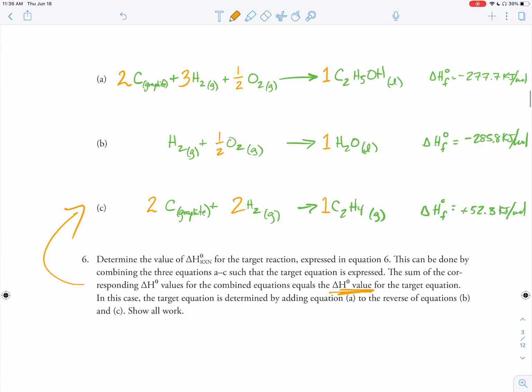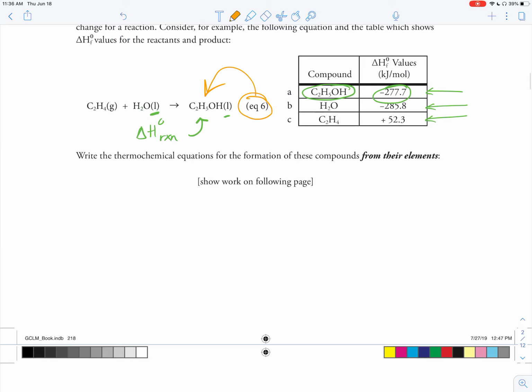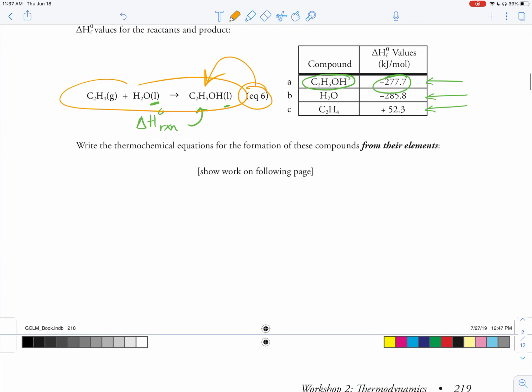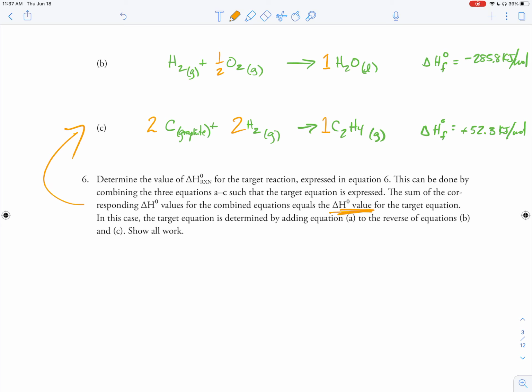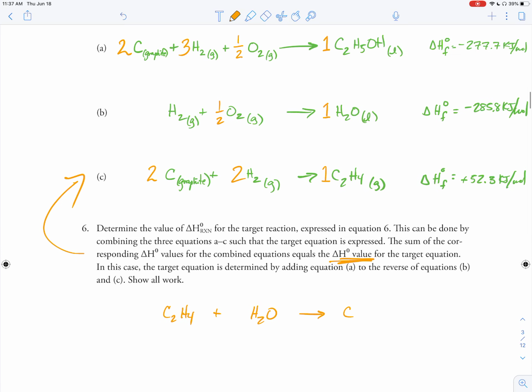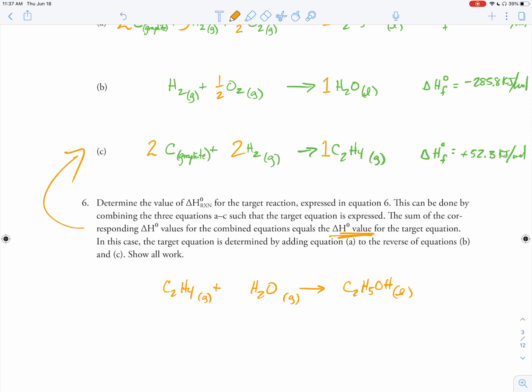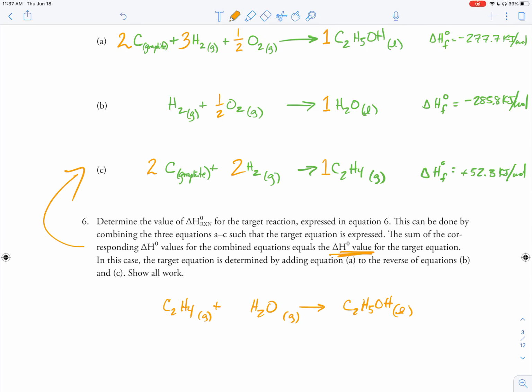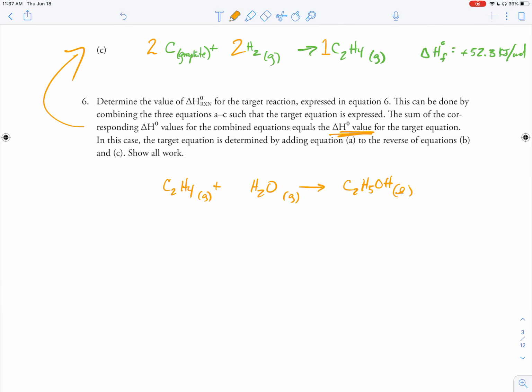So again, we're going to want to build this particular reaction. So C2H4 plus water yields ethanol, C2H5OH. And we'll put our signs here as well. And we're just going to use the reactions up above. So let's start with C2H4. That means we're going to use this guy. We're going to flip it so that we can write it in the correct way.